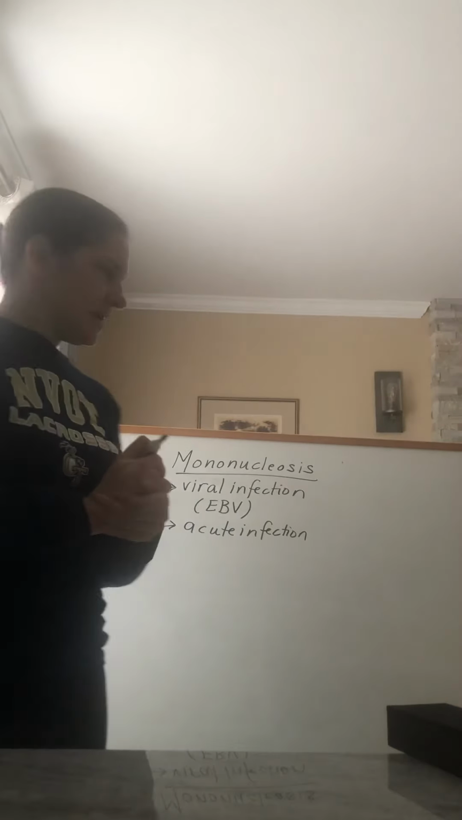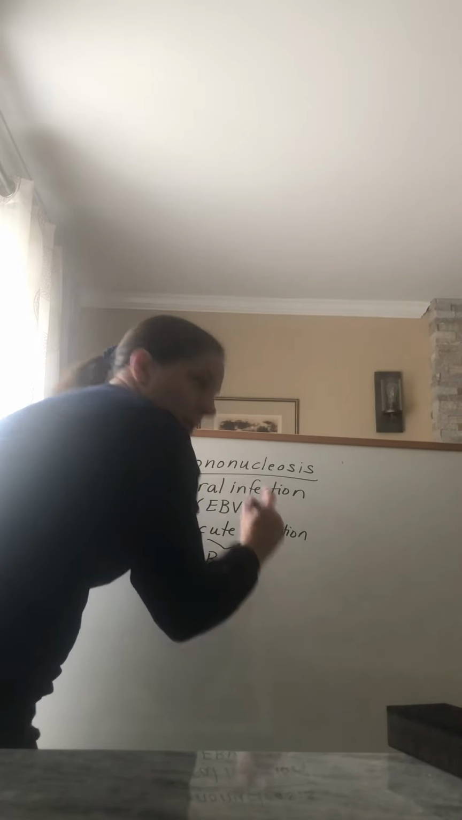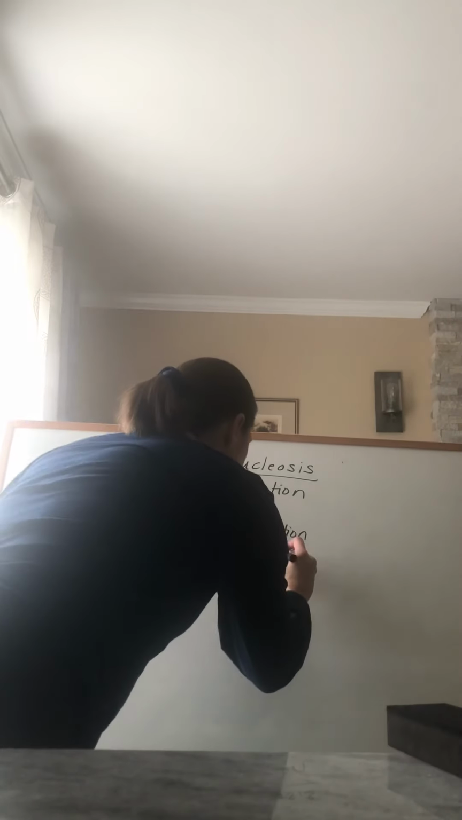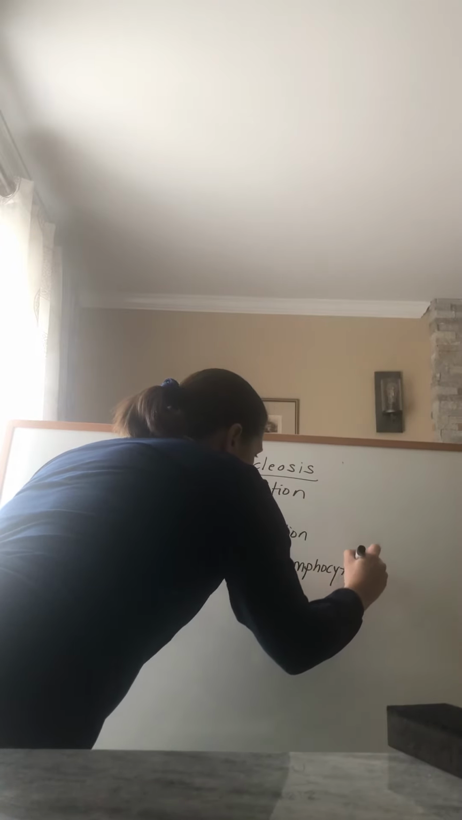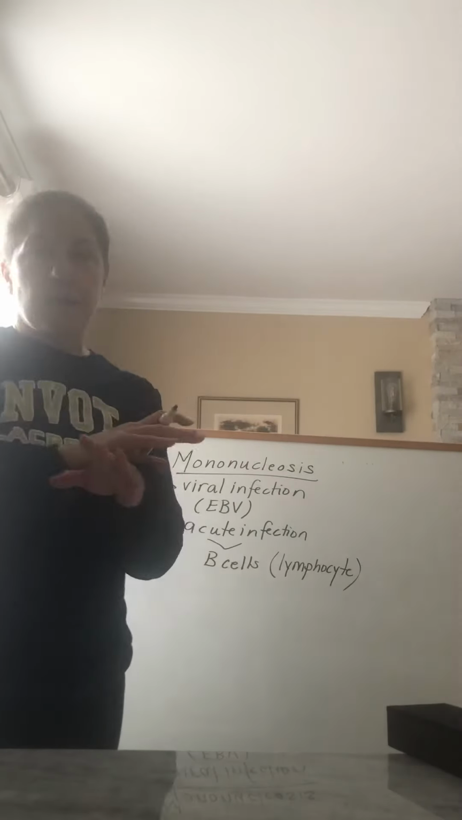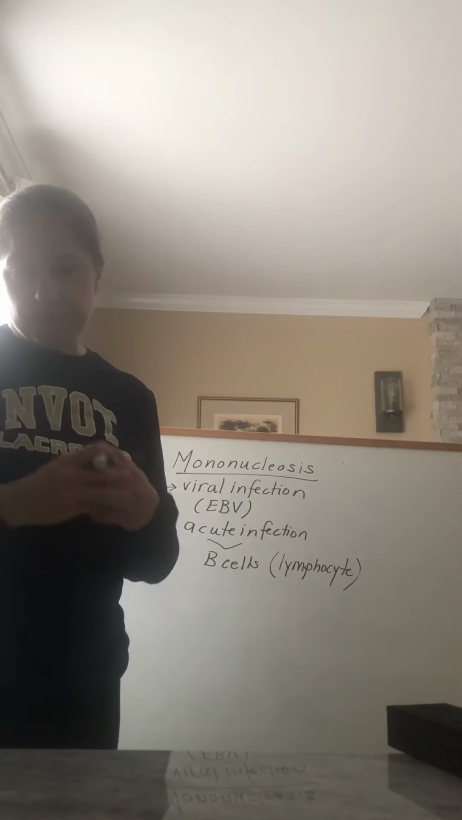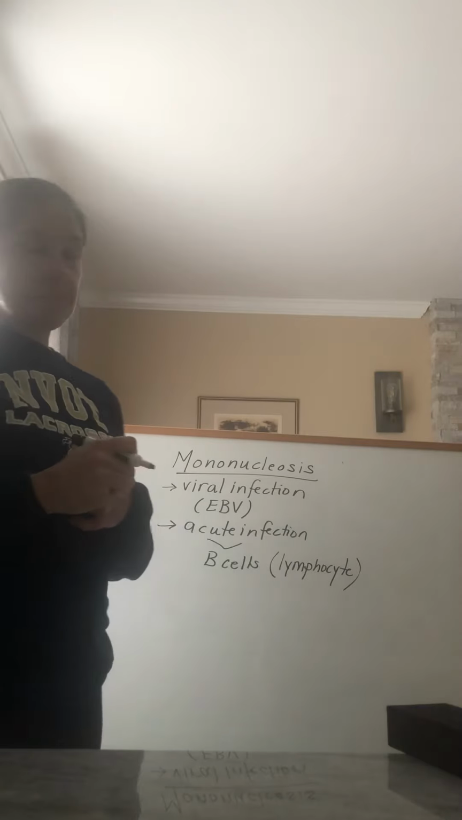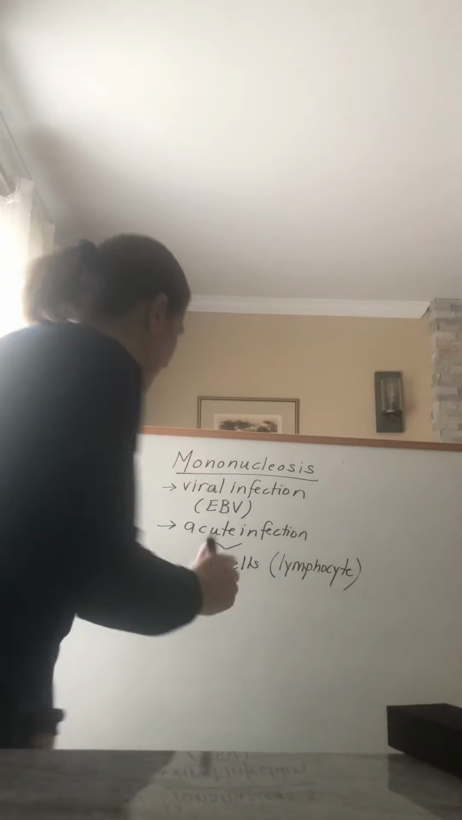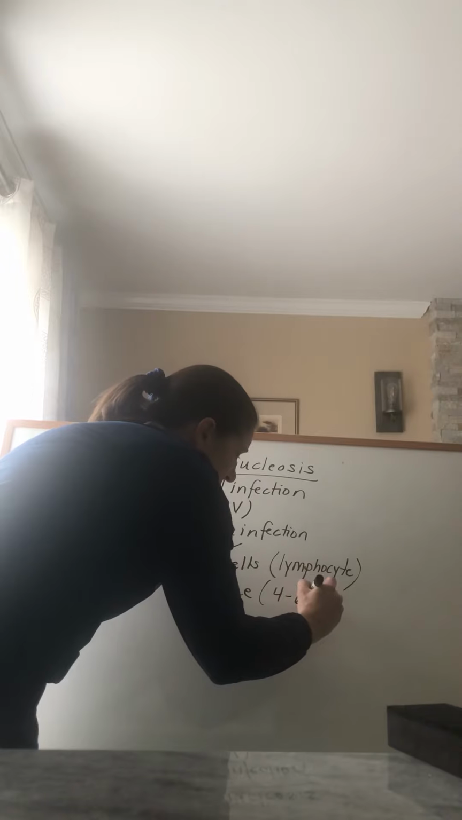What happens when someone has mono is specifically you have an acute infection of the B cells, which, remember when we talked about white blood cells, these are a type of lymphocyte. So it's not attacking all the white blood cells. This infection is specifically targeting the B cell population. Okay, so what happens when someone has mono? What are some of the signs and symptoms? So sore throat, fatigue. And this is a big one. The fatigue can last anywhere from 4 to 6 weeks.